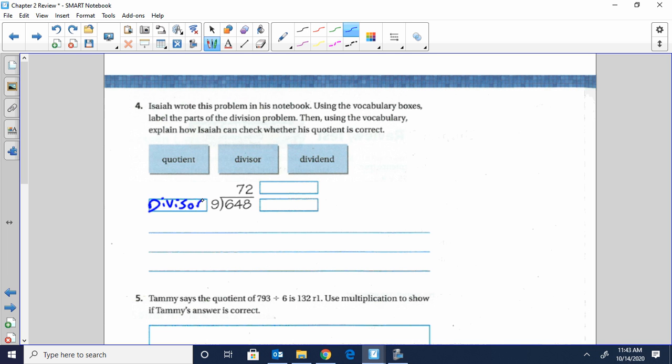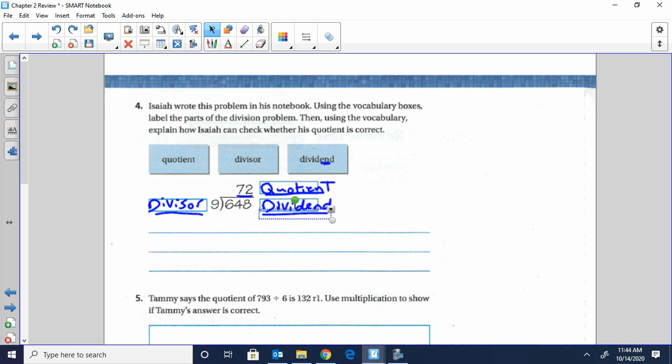The 9 is your divisor. The quotient is your answer. It's the number up top. Quotient. And the number on the inside is your dividend. So you will have to label the parts of a division problem, knowing where the divisor goes out front, the quotient is always up top, and the dividend is inside. Now, using those words, how do we check to see if we're correct?